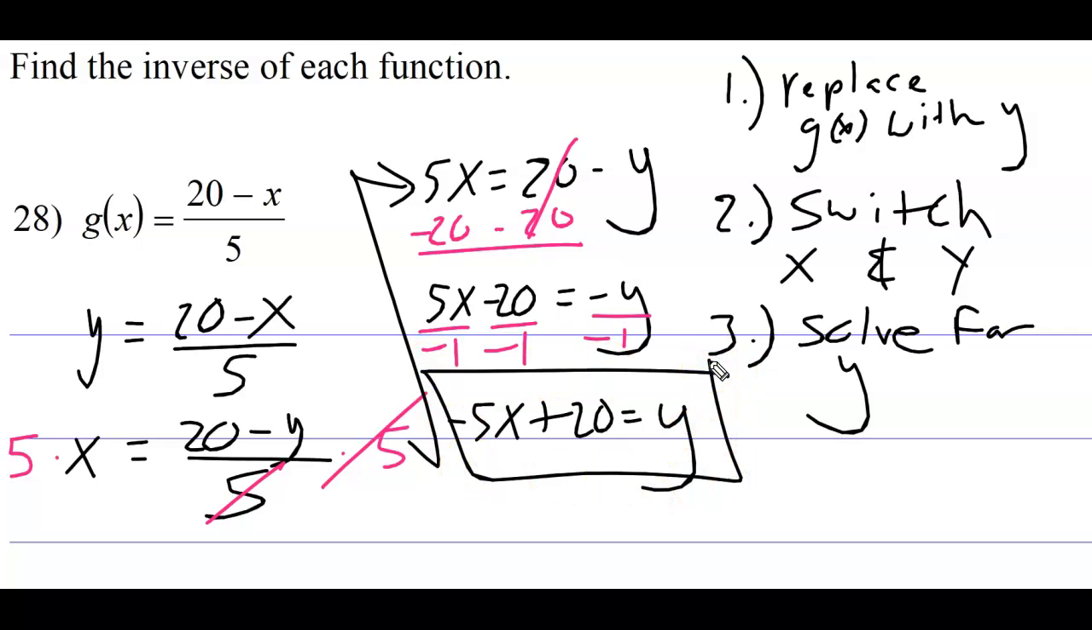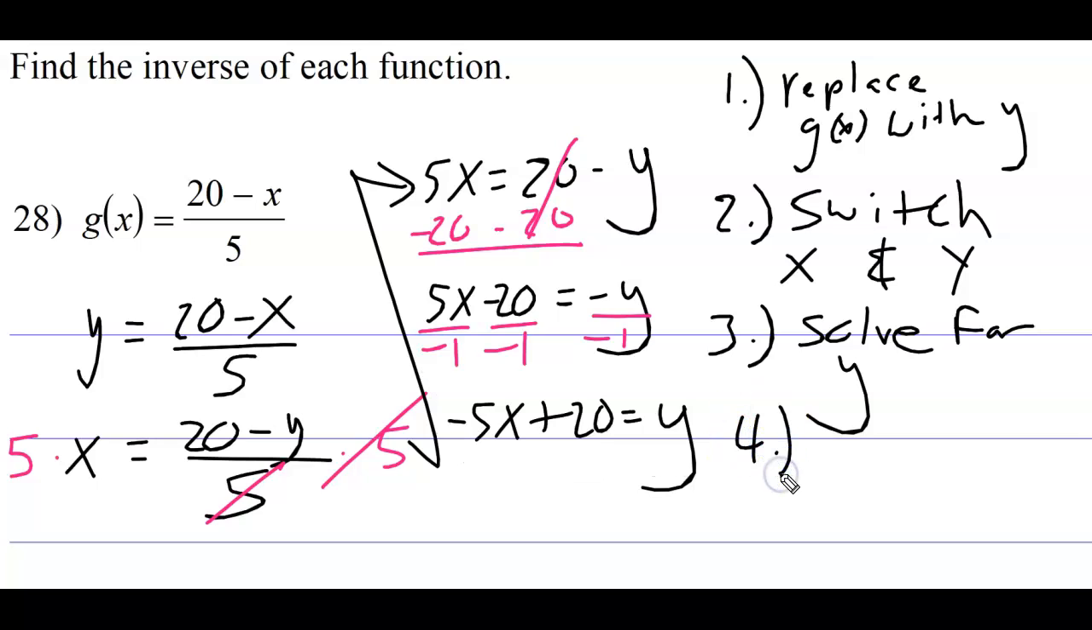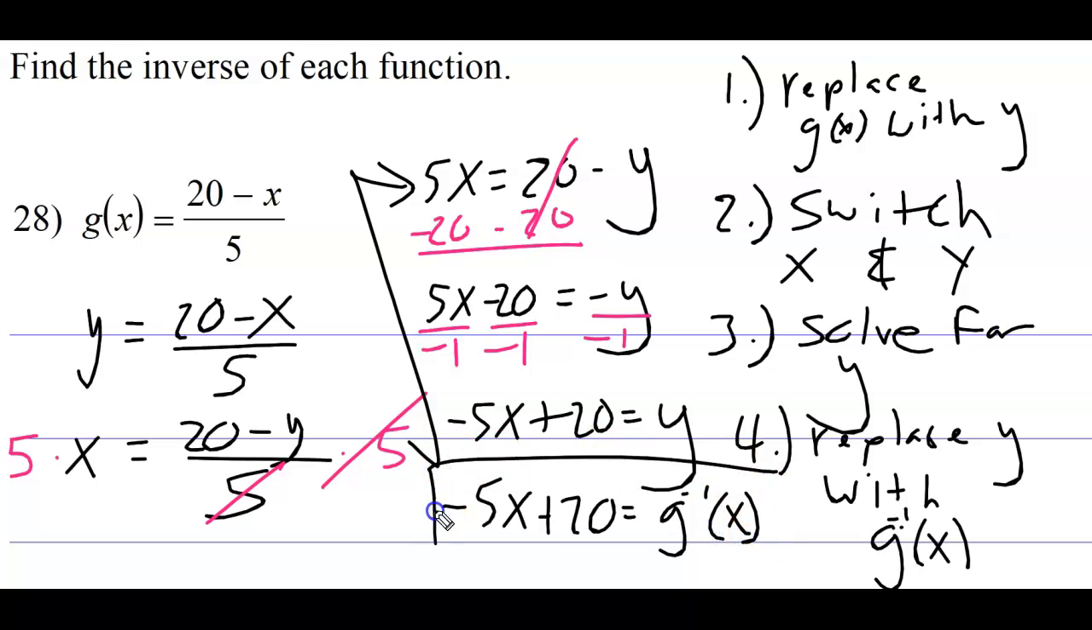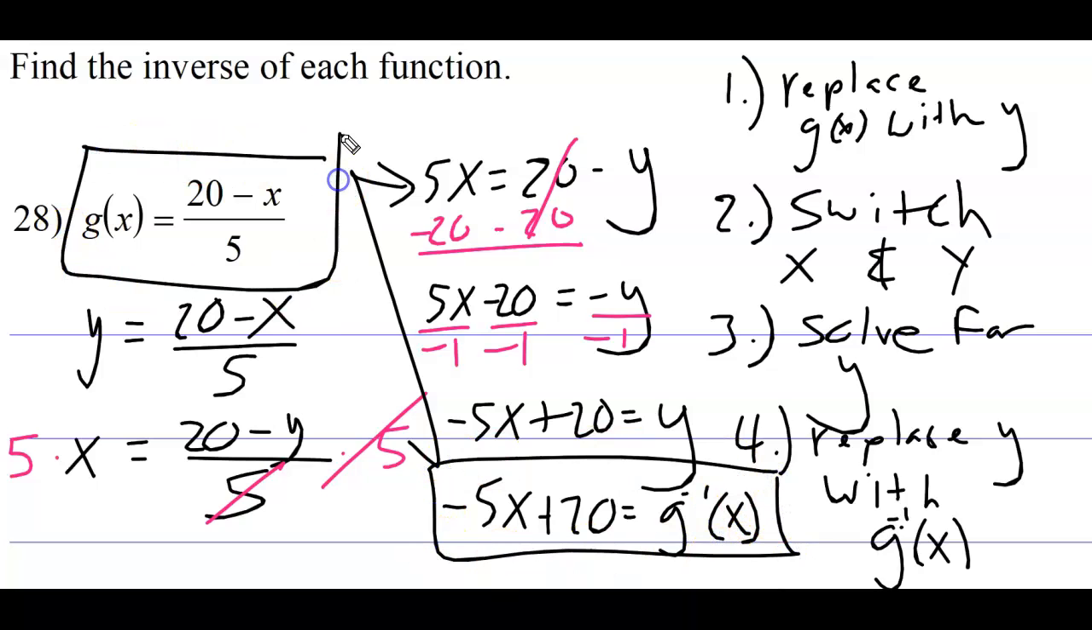Now, actually, though, let me back up. What we're supposed to do at that point is replace y with a g of x function again, but this time we're going to put a little negative 1 here. And what that means is that this function, negative 5x plus 20, is the inverse of this function up here. And if you guys forgot what an inverse is, I'll quickly remind you.